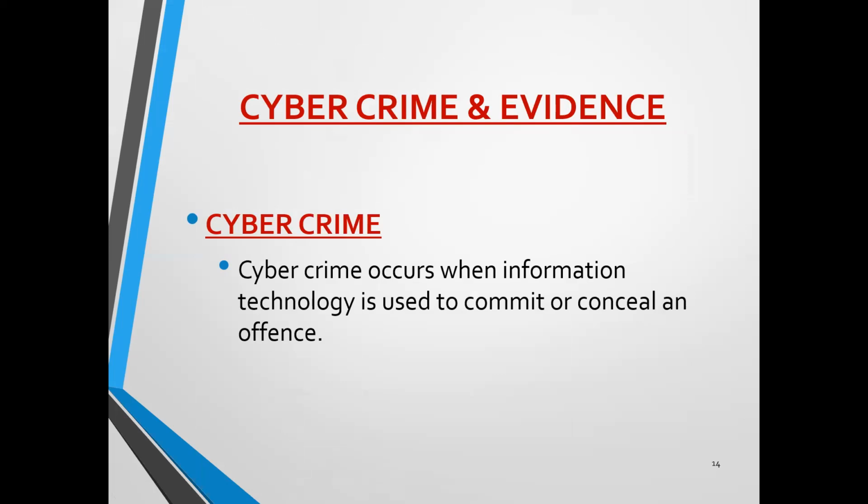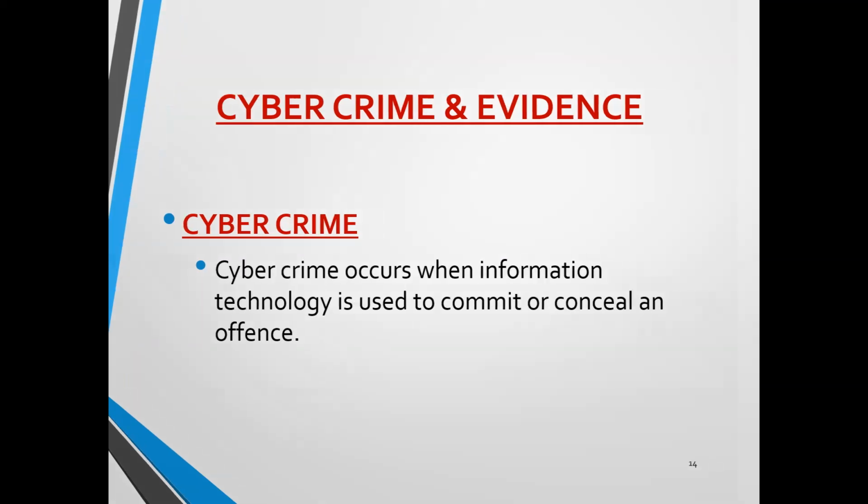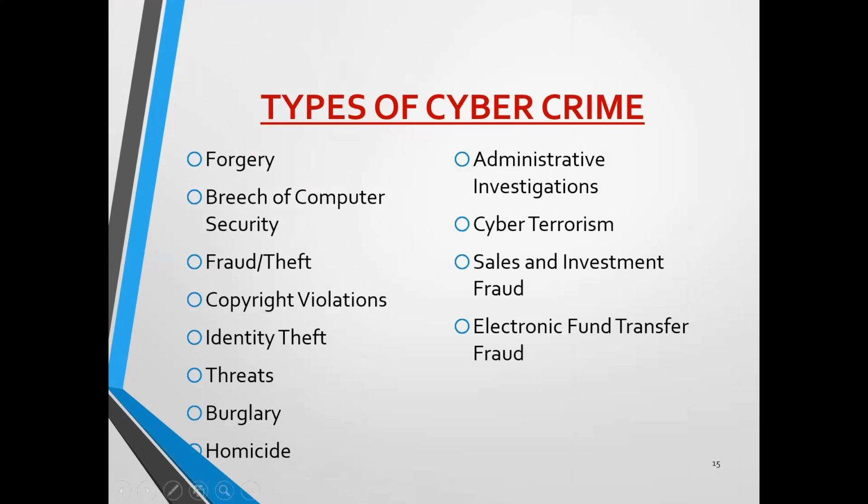Cyber crimes and evidence. We want to look at some cyber crimes. Cyber crimes occur when information technology is used to commit or to conceal an offense. It's either using ICT to commit an offense, as we shall see, or even using ICT to hide information. That is also part of the crimes. Here we gave a list, and we covered this earlier. Forgery of documents, breach of computer security, fraud, theft, copyright violation, like copying people's music.